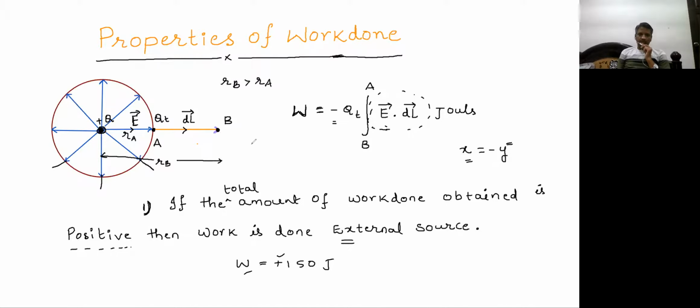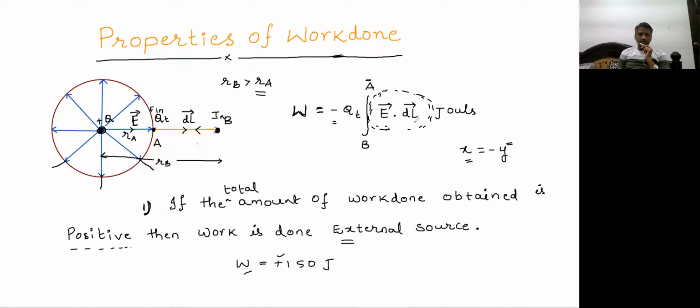Now, whenever the external source is doing the work, it starts moving the charge from here. That means it has to move in this direction, against the electric field. So this is the initial point and this is the final point. When you consider this E dot dl, which is positive, and apply the limits, you always substitute the upper limit minus the lower limit. If you substitute A, which is the distance RA, it is a smaller value.